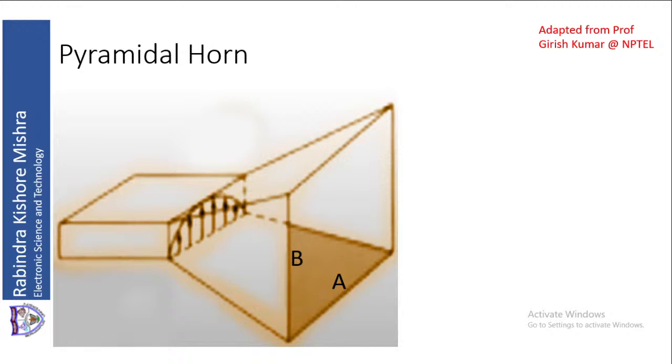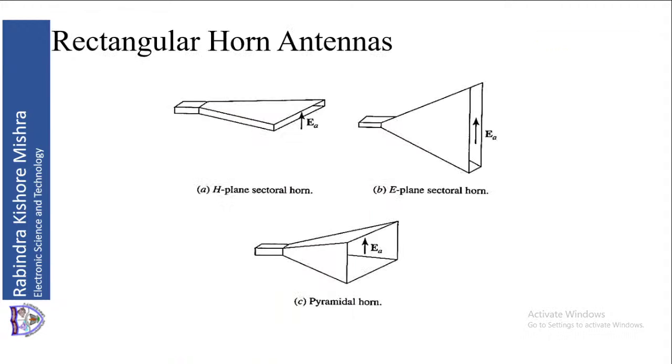This figure we have taken from Professor Girish Kumar's notes available on NPTEL. We can see that there can be three types of rectangular waveguide horns. One is called the E-plane sectoral horn antenna, one is called the H-plane sectoral horn antenna, and one is called the pyramidal horn antenna. In all the cases, the electric field is oriented along the y-axis, so we have the Ey component.